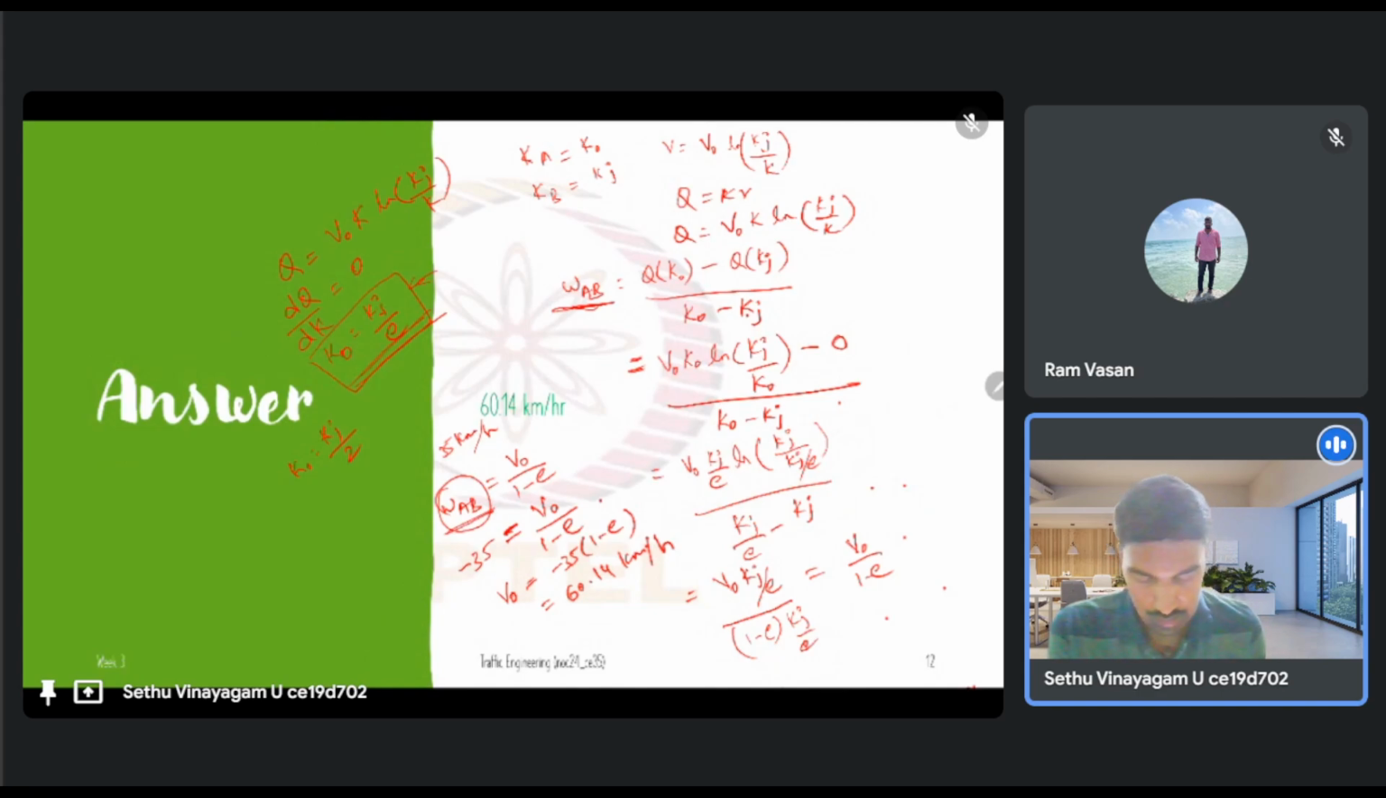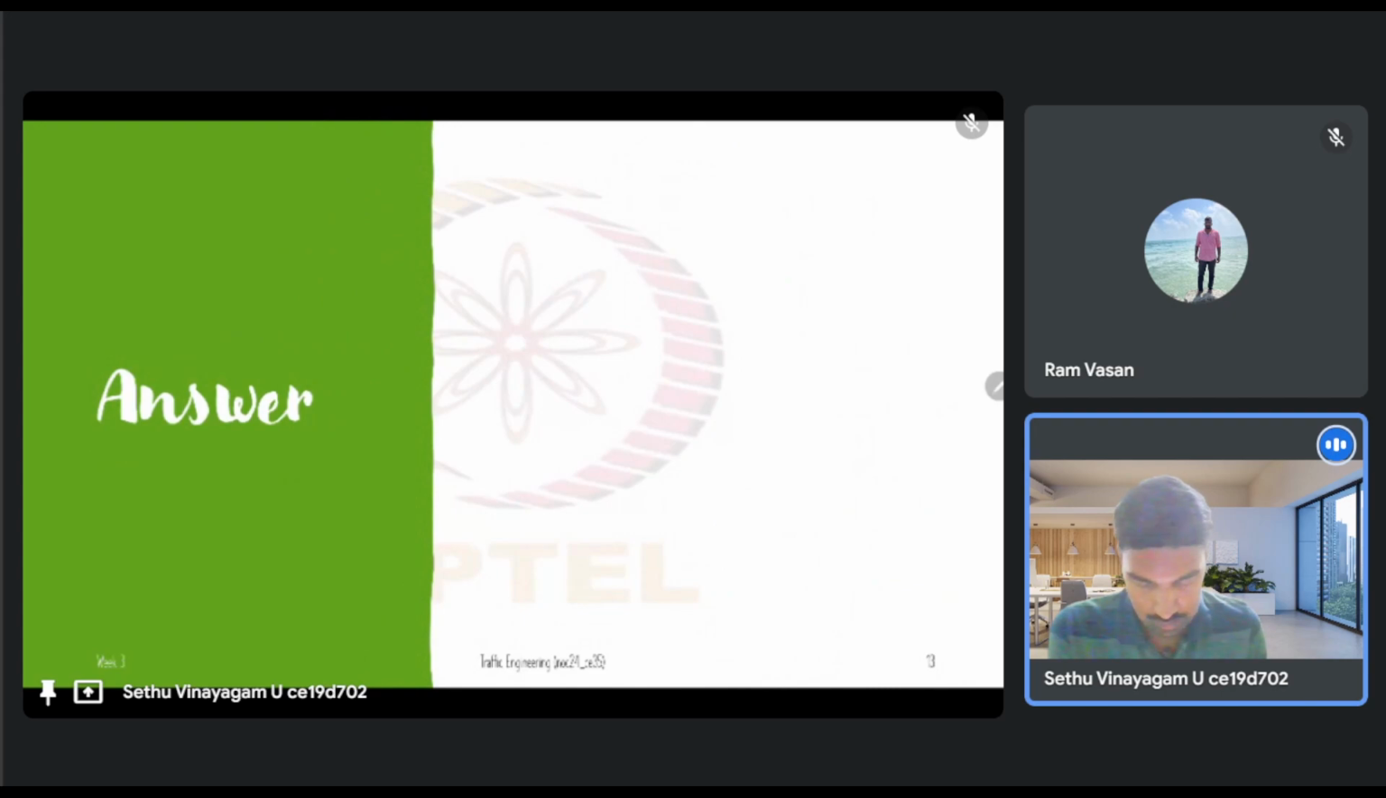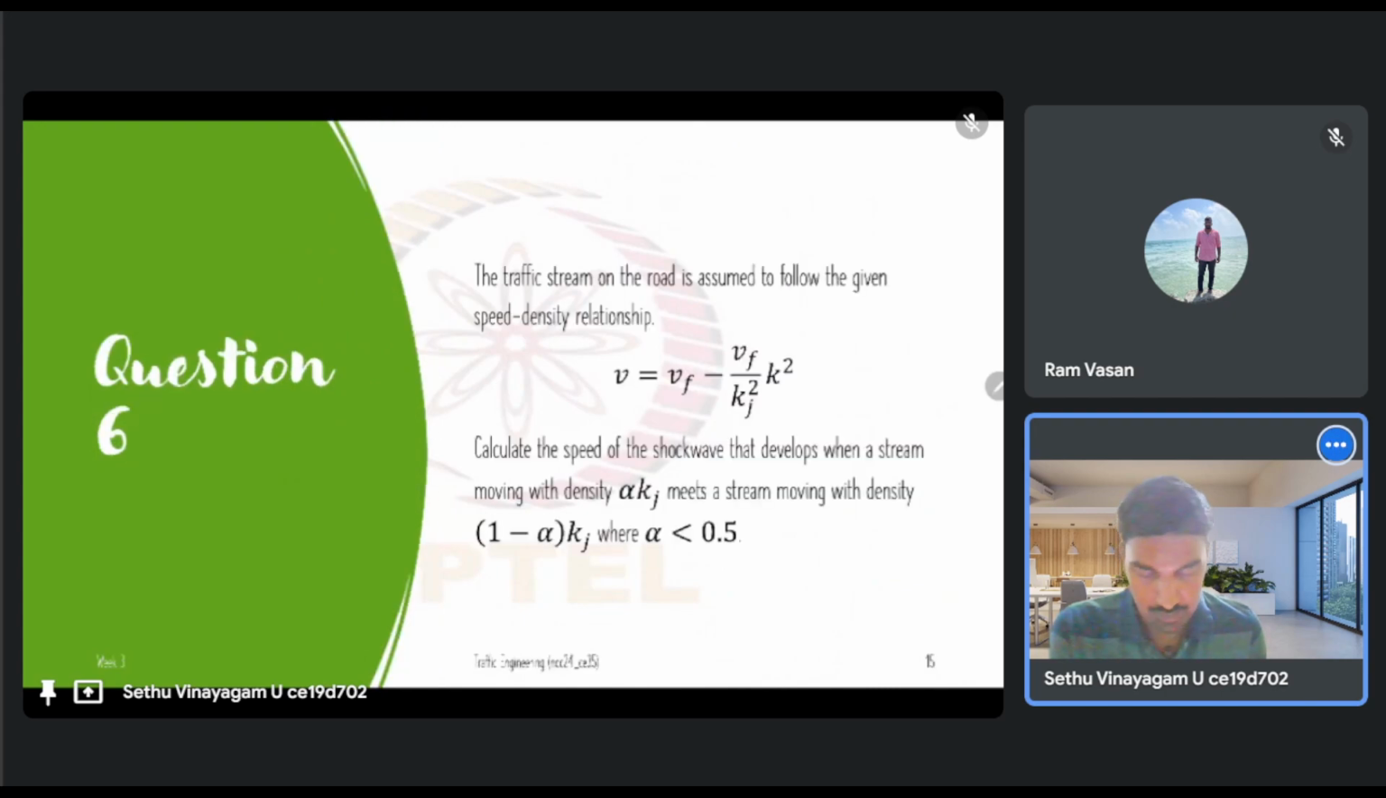Okay, so if there are no questions, we'll move on to the next question, which is question number 6. The traffic stream on the road is assumed to follow the given speed density relationship, where V is equal to Vf minus Vf by kj squared into k squared, right? So here Vf is the free flow speed, kj is the jam density. Calculate the speed of the shock wave that develops when a stream moving with a density alpha kj meets a stream moving with density 1 minus alpha times kj, where alpha is less than 0.5.